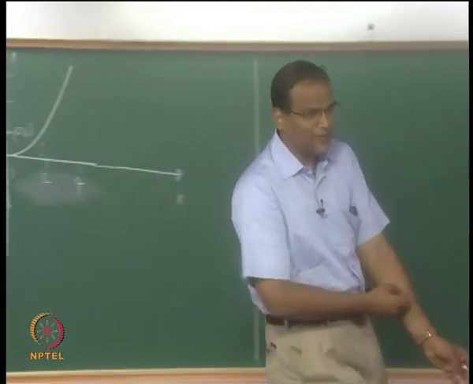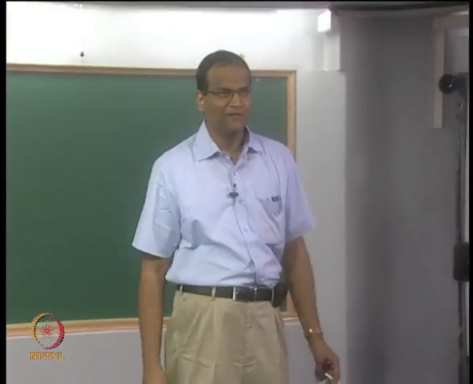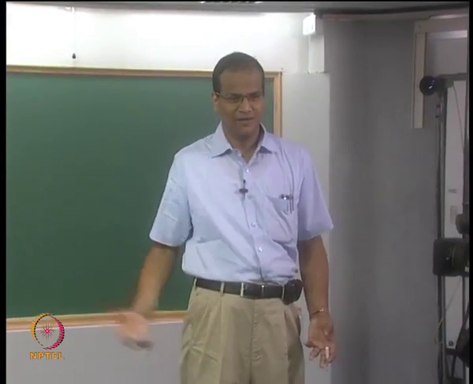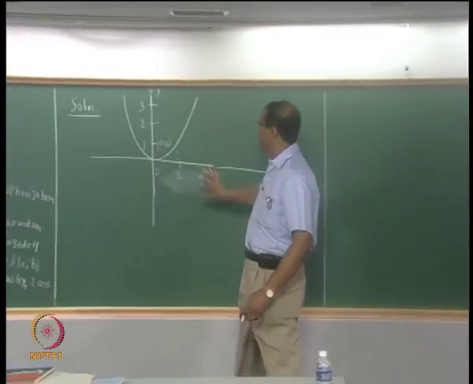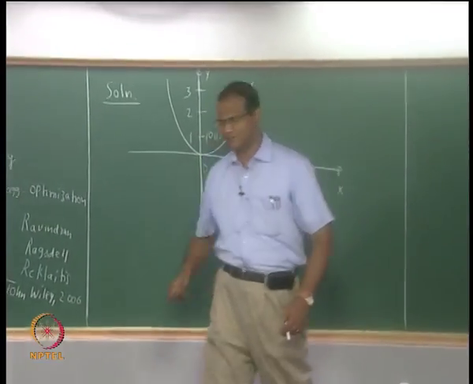So, the Lagrange multiplier should also give the same answer, right? What is the shortest distance? 1. Shortest distance is this, right? Are you getting the 1?